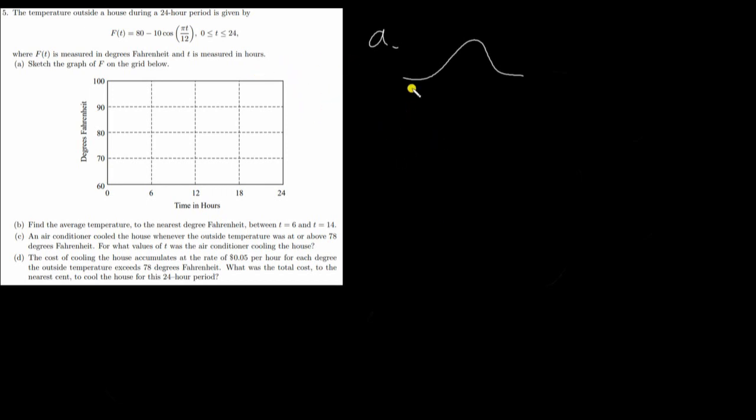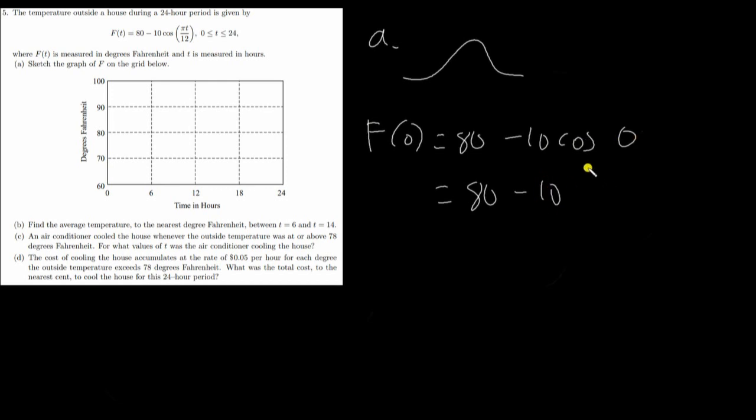So let's start by first plugging in 0 into this equation. F of 0 is 80 minus 10 cosine. If I plug in 0 into here, I'm just going to get 0. Cosine of 0 is 1, so just 80 minus 10, which is 70. And if I plug in 0, I get 70. So this is the point 0 comma 70.